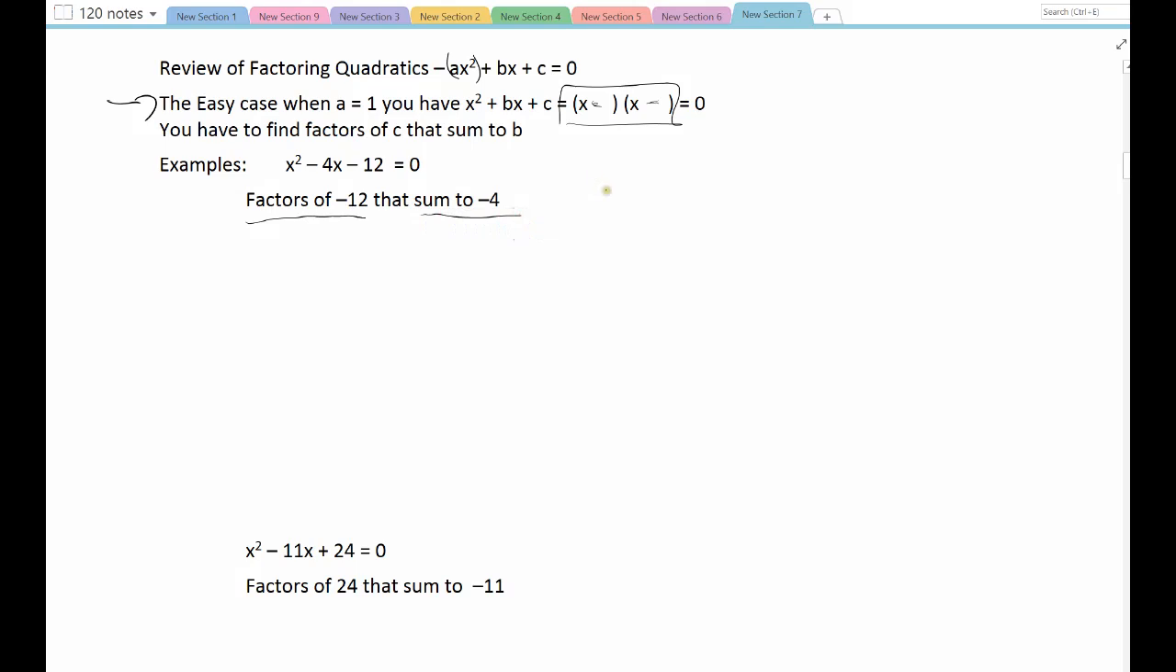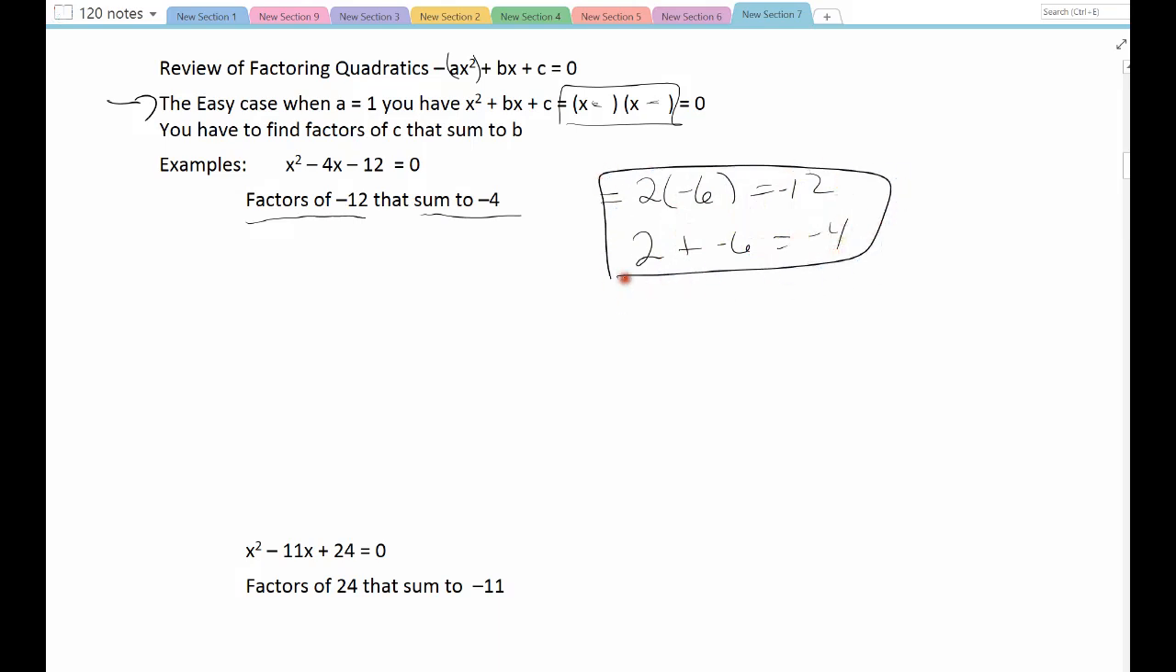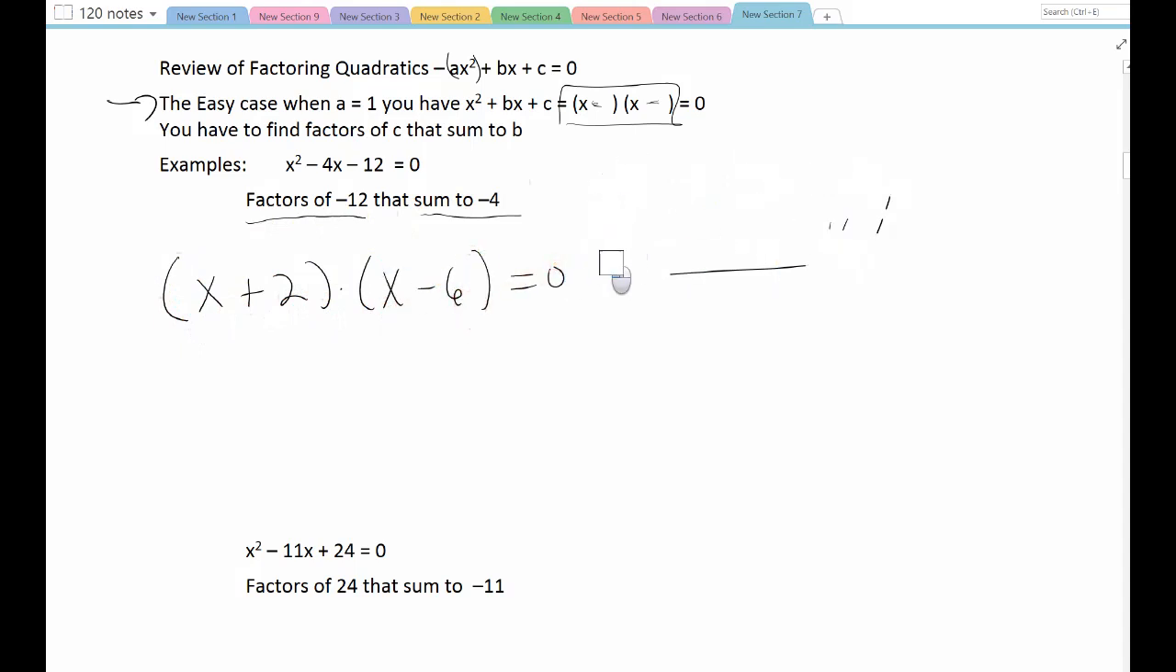Well, 2 times negative 6 gives me my negative 12. 2 plus negative 6 gives me my negative 4. And so 2 and negative 6 are the answer. And so this factors into x plus 2 times x minus 6, and that equals 0.